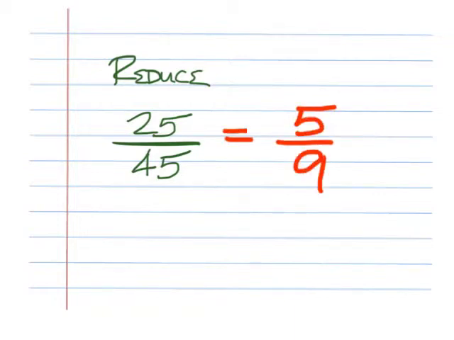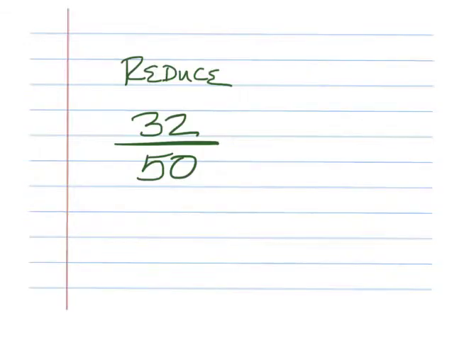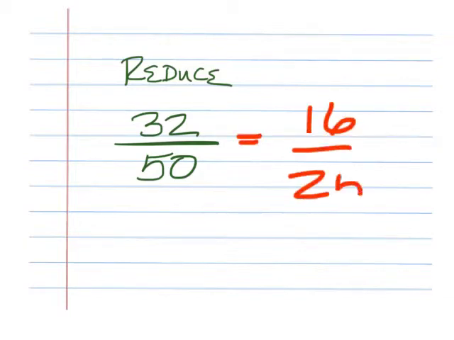Solution to bonus 1 is 5 over 9. Bonus number 4. Answer is 16 over 25 because the highest number that goes into both will be 2. Divide both by 2.